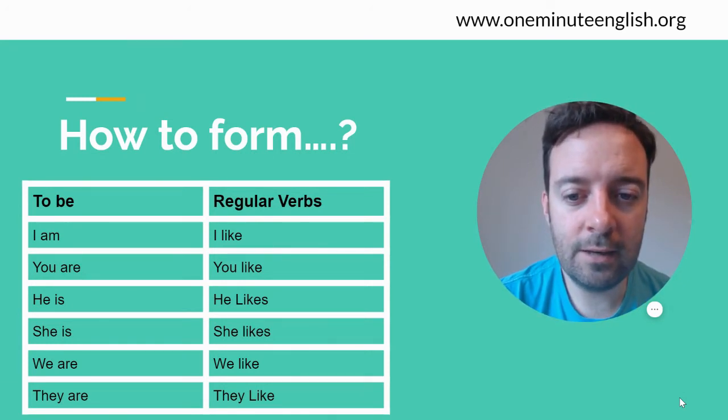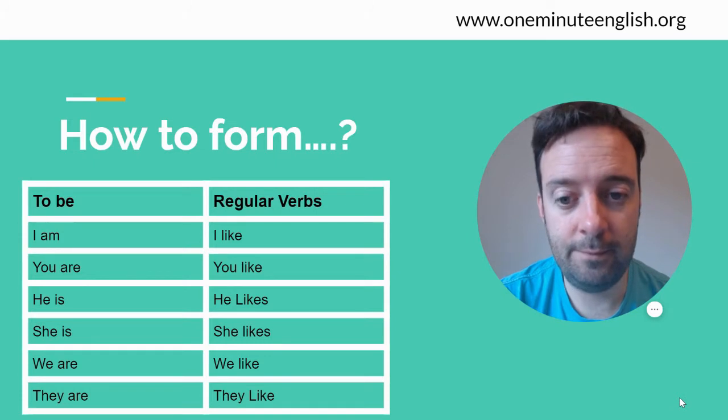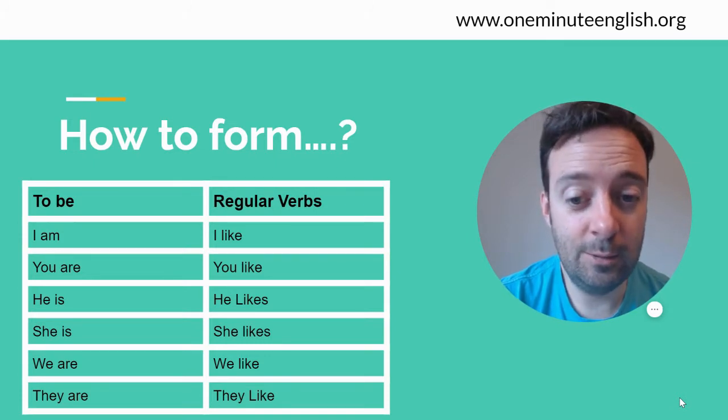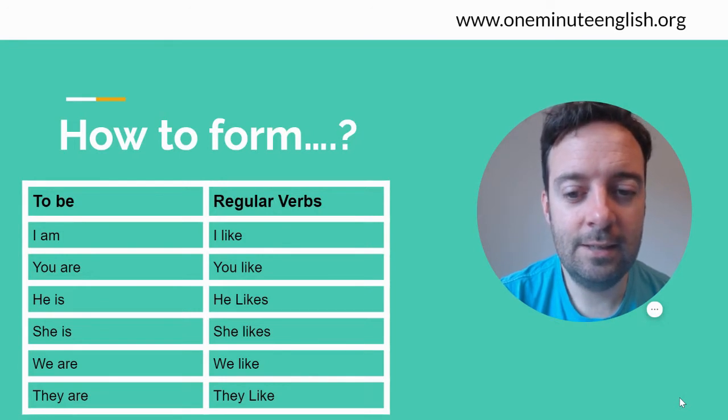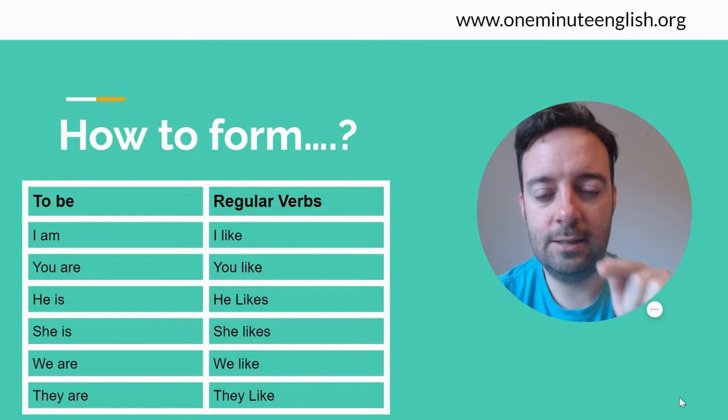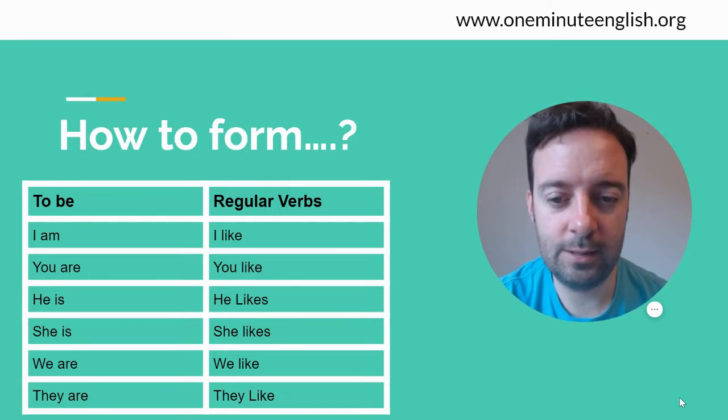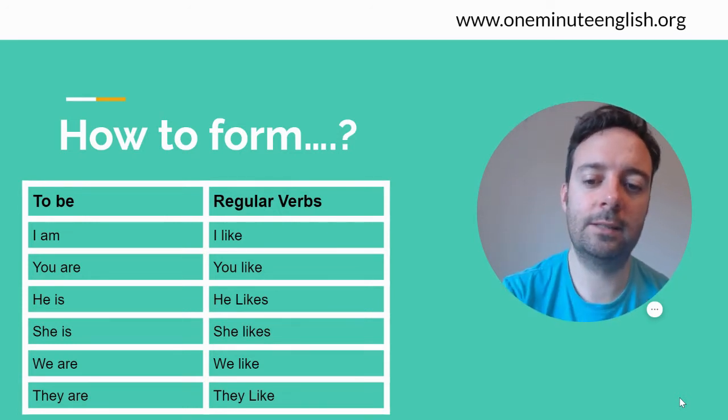And then we have regular verbs, like, I like, you like, he likes, she likes, we like, and they like. The S is on the third person, which is he, she, or it.